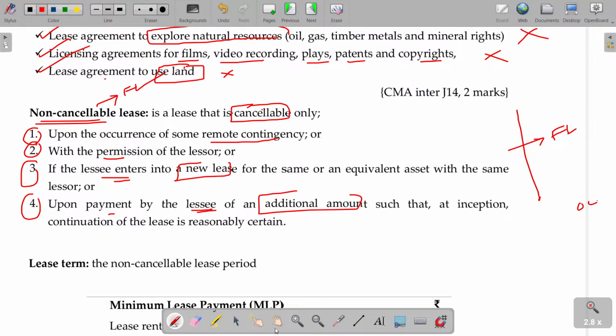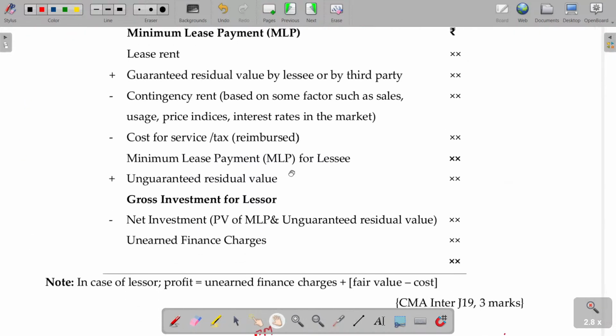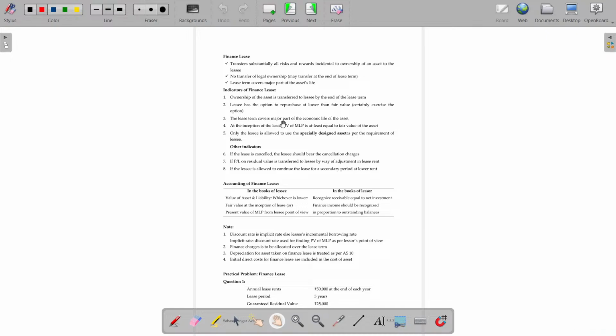Clear? In case of non-cancelable, the lease term will be very high in the very beginning. If the asset life is 10 years, the initial lease period may be 6 to 7. The effective life of the asset may be within the lease period only. This calculation is for finance lease. We'll see it in the next illustration, next lecture.